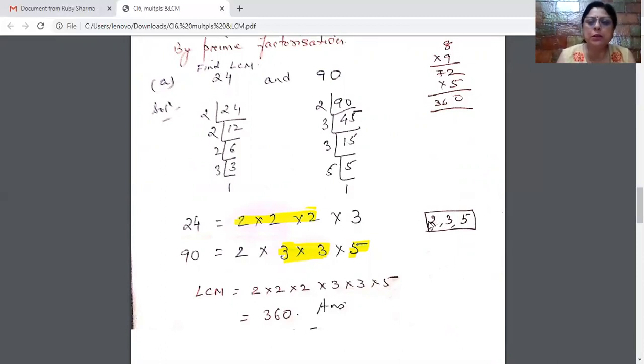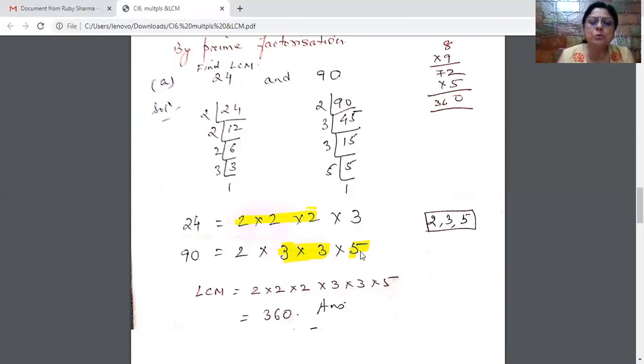2 is present the highest number of times in which part? Here it is 3 times and here it is only once. So you highlight this. You can circle it, you can highlight it, whatever you want, you color it. Next is 3. Now 3 is present here once and here it is 2 times. So the maximum number of times it is present should be highlighted. And the next is 5. Now 5 is present only here, so highlight that.